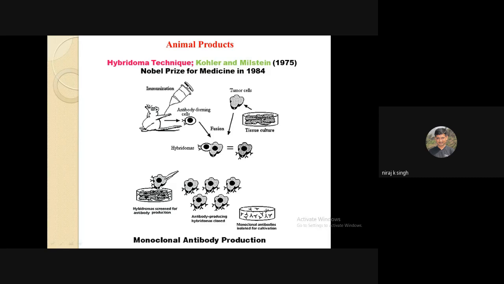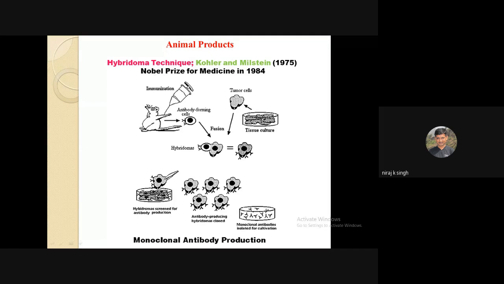Now, the third way of biotechnological interventions for animal science is to produce some useful product from animal sciences. The first one is the hybridoma technique.